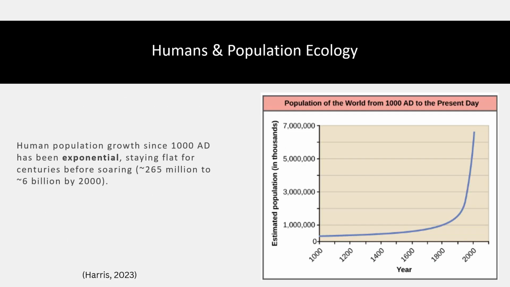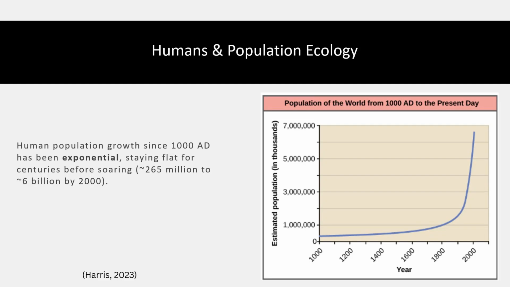This slide shows the long-term patterns in human population. As you can see, they stayed relatively stable for a very long period of time, but then we had this rapid spike. And this specifically occurs after the Industrial Revolution.